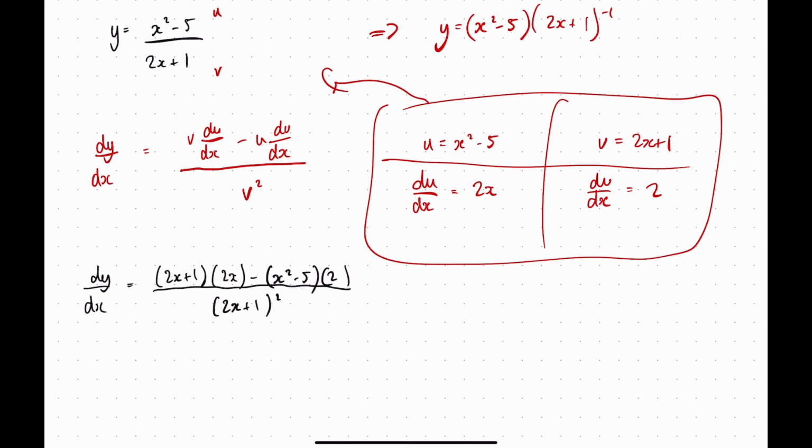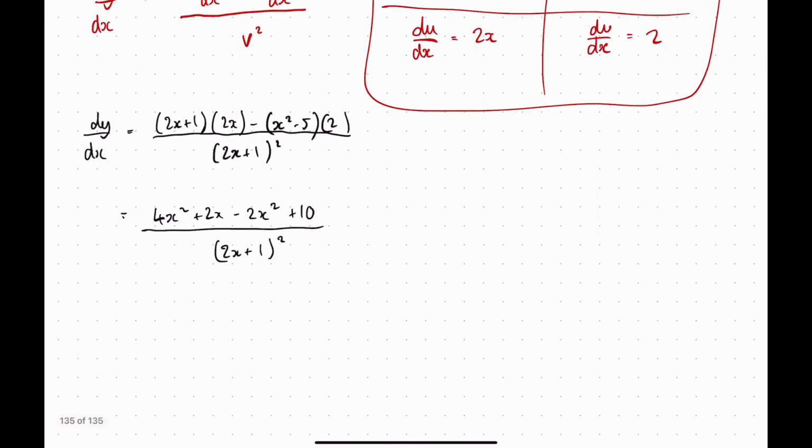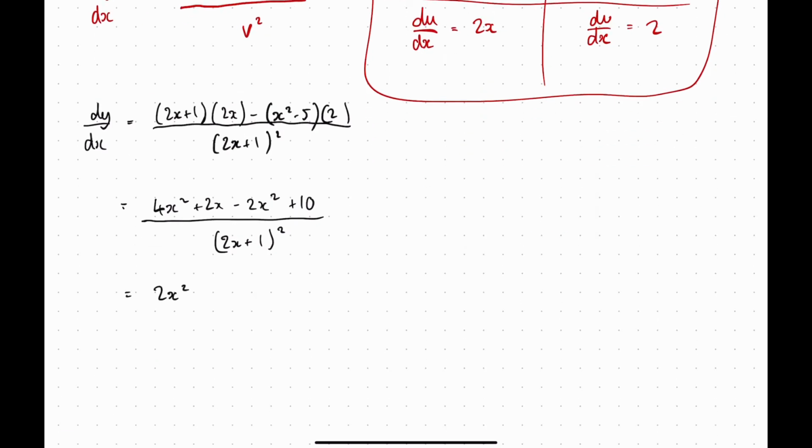At that point, you just simplify that down. So we do some expanding to get 4x squared plus 2x minus 2x squared plus 10 all over 2x squared plus 4x plus 1, or just 2x plus 1 squared. Let's just leave it like that. Okay, which gives us 2x squared plus 2x plus 10 all over 2x plus 1 squared.